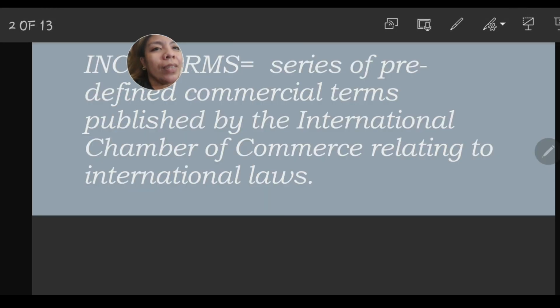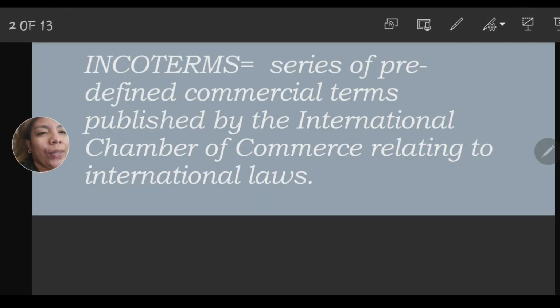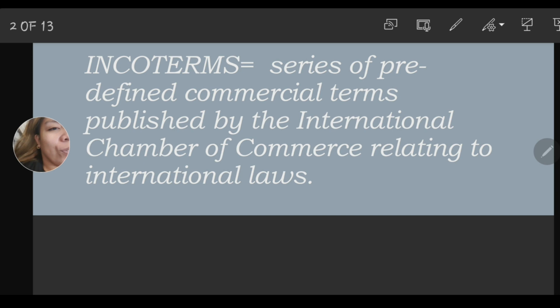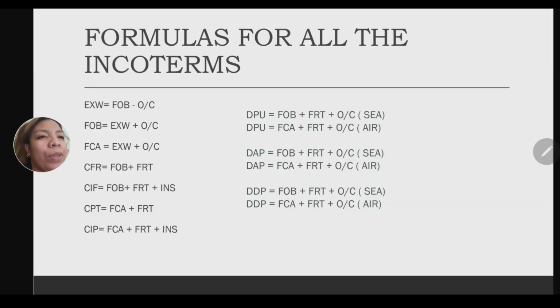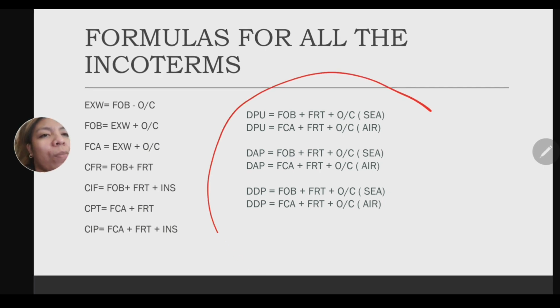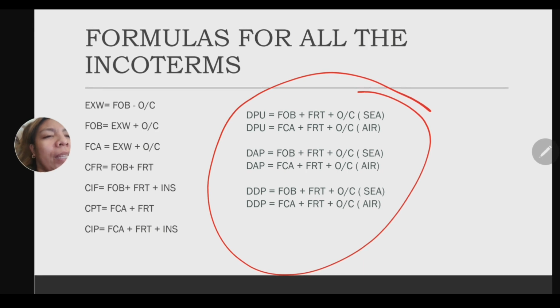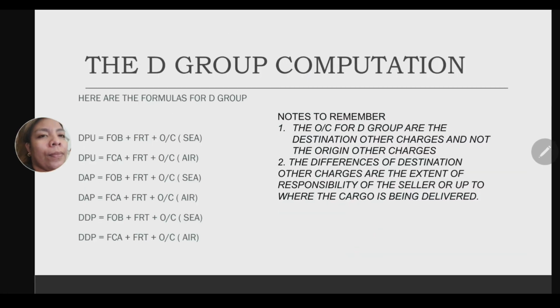Okay? So again, before we start, we all know that Incoterms are a series of predefined commercial terms published by the International Chamber of Commerce, which relate to international laws. These are all the formulas for your Incoterms, but in this video, we are going to focus on our formulas for the D group, which is the DPU, the DAP, and the DDP. Let us first study the formulas for the D group.